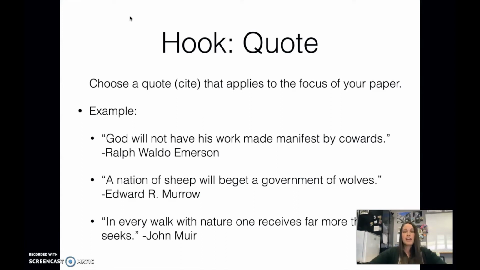Next one, if the focus of your paper is mostly about government, Edward R. Murrow said, "A nation of sheep will beget a government of wolves." Okay, or if you're going to write mostly about nature, John Muir said, "In every walk with nature, one receives far more than he seeks." Okay, so you can introduce your essay with a quote. That's perfectly fine. So we got question, quote.